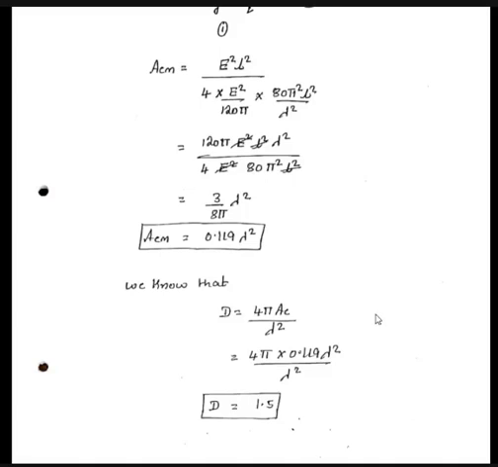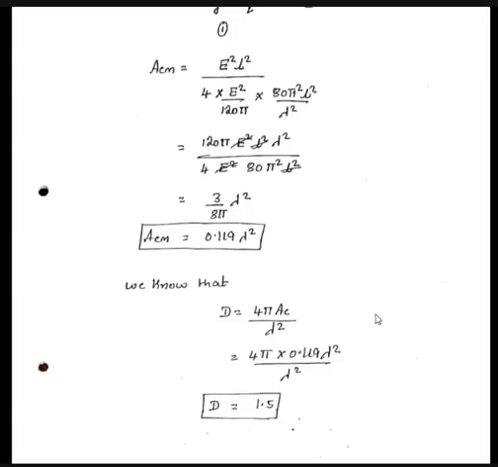We already know the directivity formula. Directivity is equal to 4 pi divided by lambda square times the effective aperture, right? So 4 pi divided by lambda square times 0.119 lambda square. Lambda square gets cancelled here. What is the answer? We have 1.5. So the directivity of a short dipole of length L is equal to 1.5.